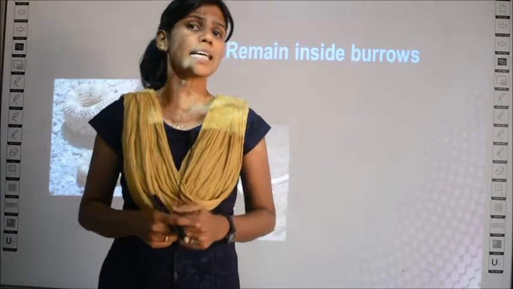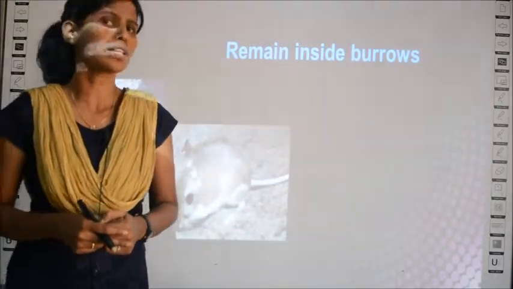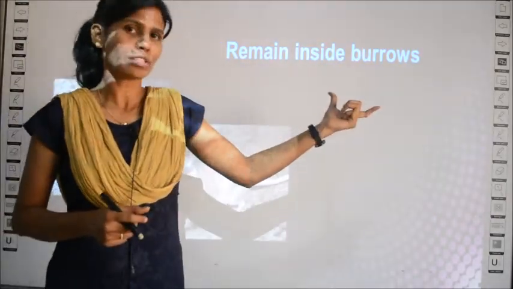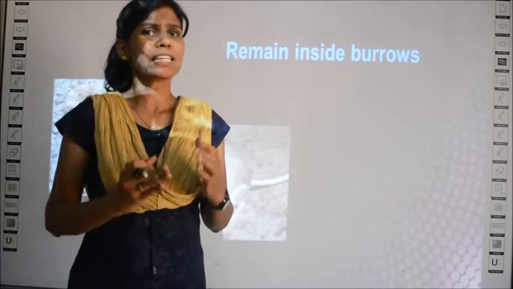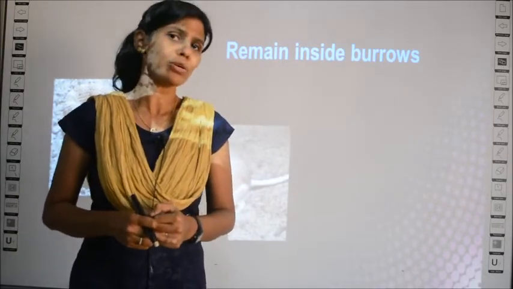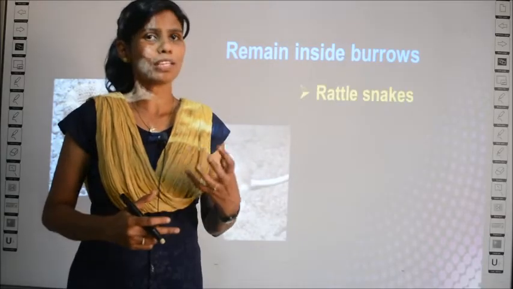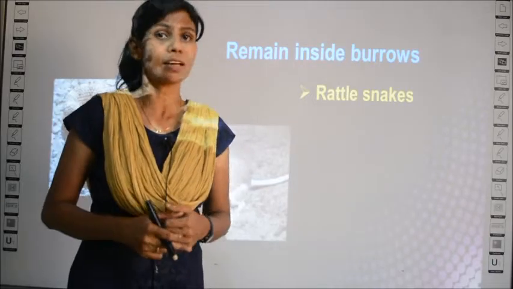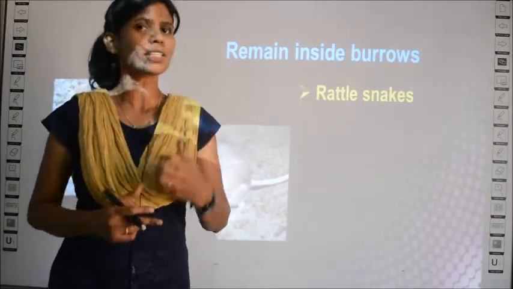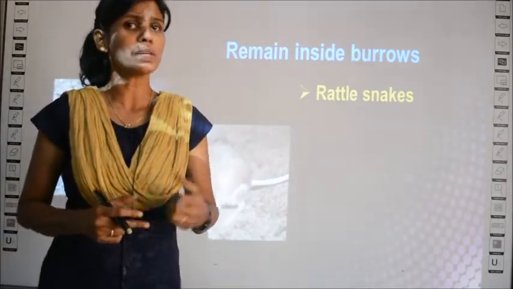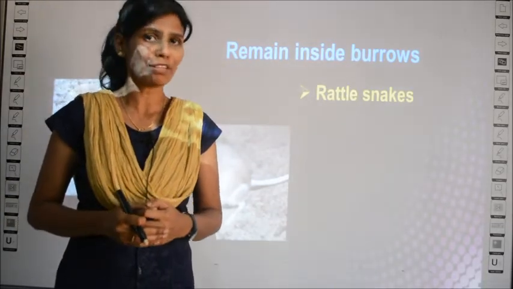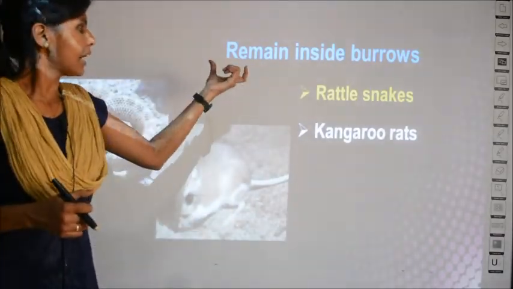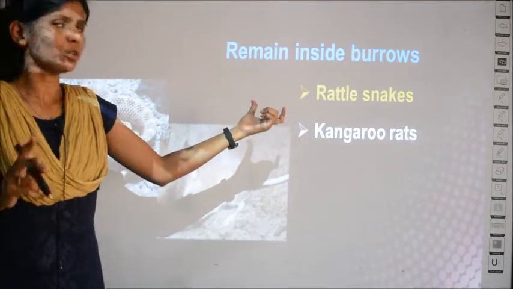Clear? So the first adaptation that animals use to survive in the desert is that they remain inside the burrows. What is the first adaptation? They remain inside the burrows. What is a burrow? A burrow is a hole made usually by small animals. They dig the soil, make a hole-like structure, and go inside and live there. So that is a burrow. The habitat for such animals is the burrow itself. Habitat means the living place, right? So such animals' living place itself is a burrow.